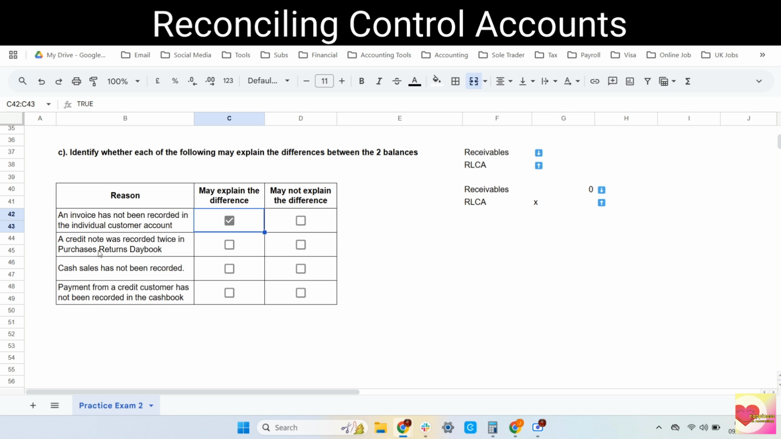Next, a credit note was recorded twice in the purchases returns daybook. Let's analyze. It says here, purchases returns daybook. So the purchases returns daybook will be totaled at the end of the period and transferred to the PLCA, purchases and VAT account. Our scenario here is about the receivables and RLCA, so this may not explain the difference between the two balances.